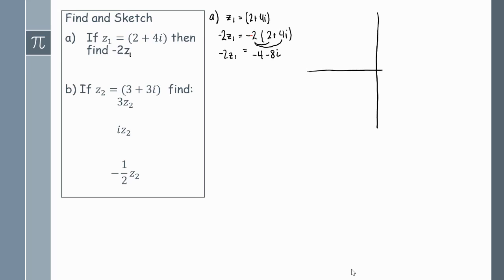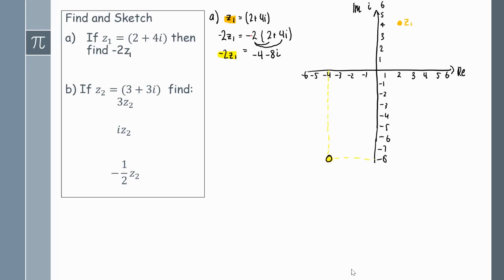Let's sketch this on our complex plane. To sketch z, recall that you go 2 units across on the real axis and then 4 units up the imaginary axis to this point here. To sketch minus 2 z1, remember that's minus 4 minus 8i, so we go 4 units along in the negative real axis and then 8 units down on the imaginary axis.